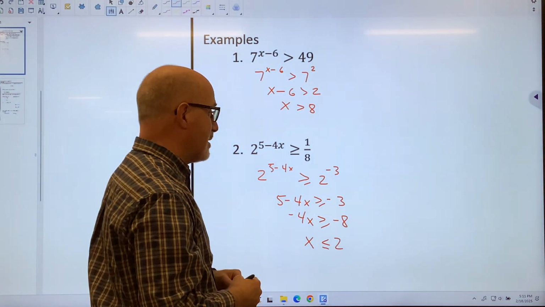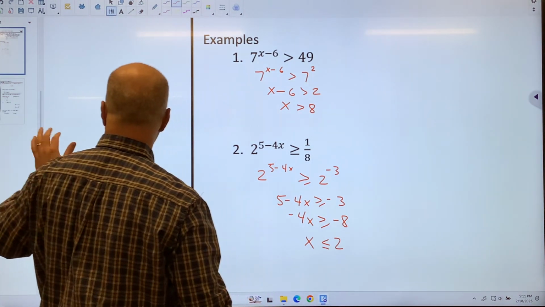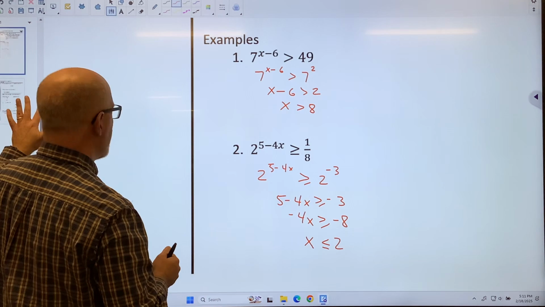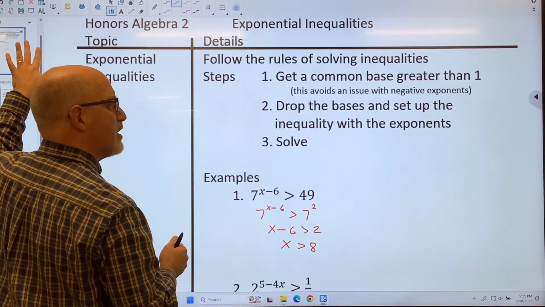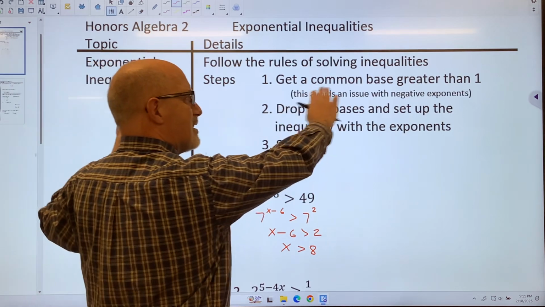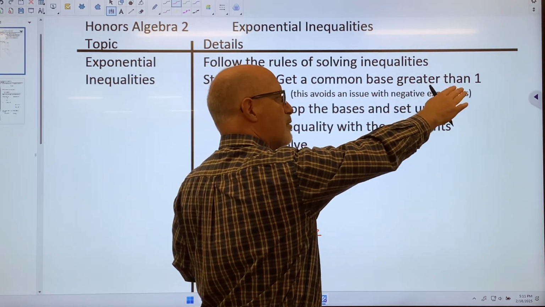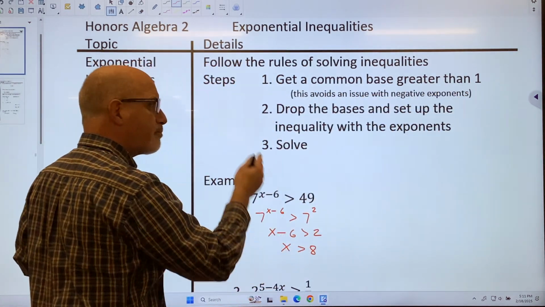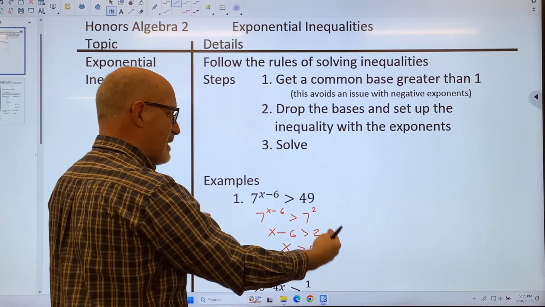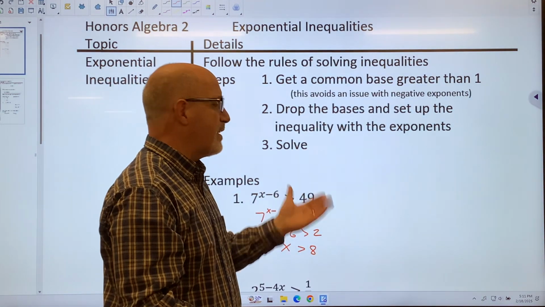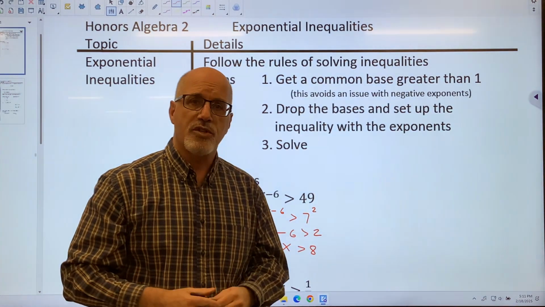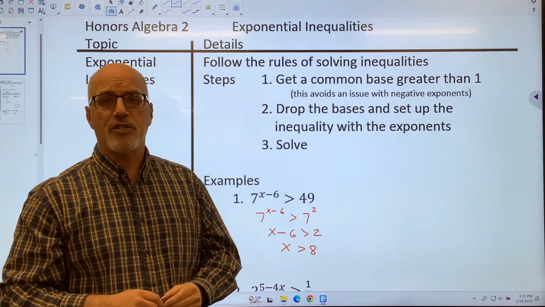So the steps to do, remember, are to make sure you follow the rules for inequalities, and then it's pretty much like solving for equations. You want to get the same base on both sides, but you want the base to be larger than 1. Drop the bases, set up the inequality with just the exponents, solve it, and then you've got your answer to your exponential inequality.